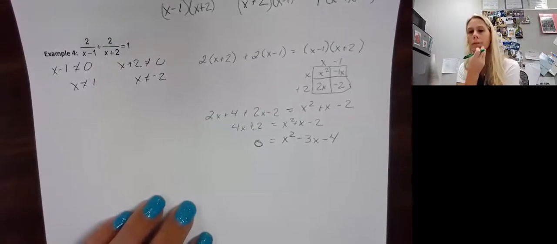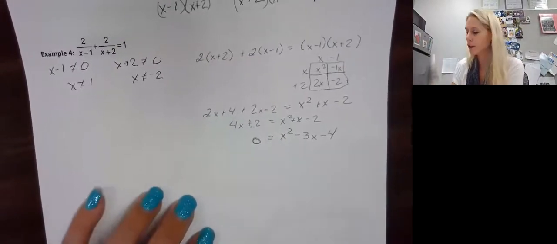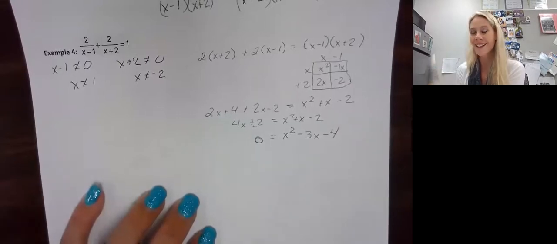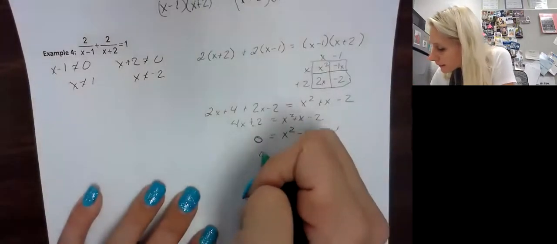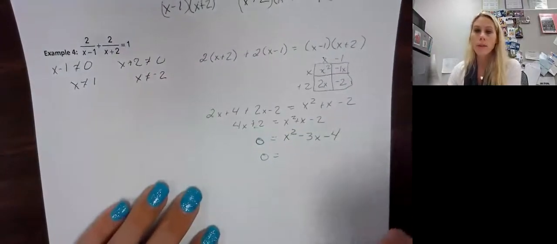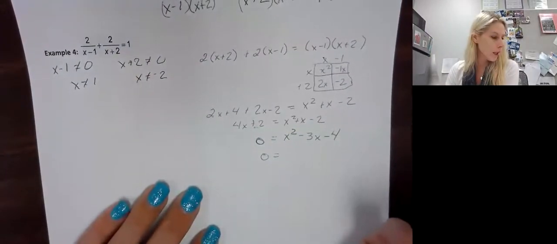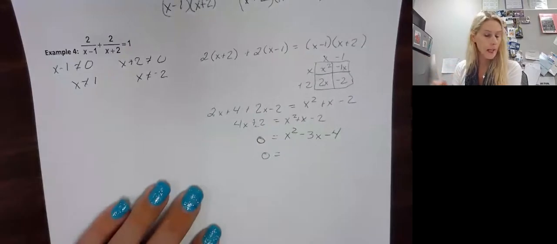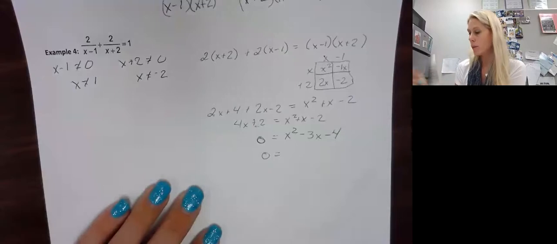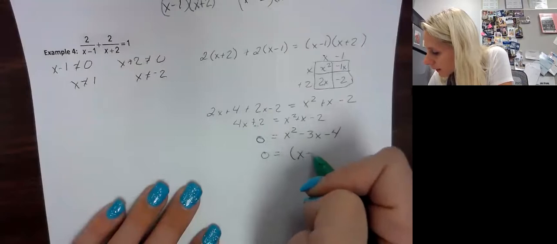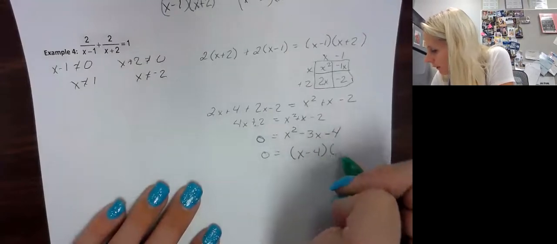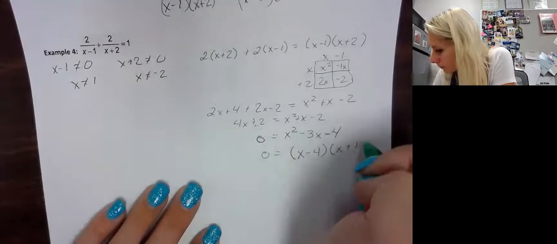All right, now what? Well, now I can factor. So you got to keep going. This is a lot of steps, but look, we're in secondary 3, right? We got to do a lot of steps here. All right, so 0 equals. Now you guys can factor, and we factored earlier by doing our box and everything. So I'm going to factor quickly so we can keep going. So this would be coming up to x minus 4 times x plus 1.